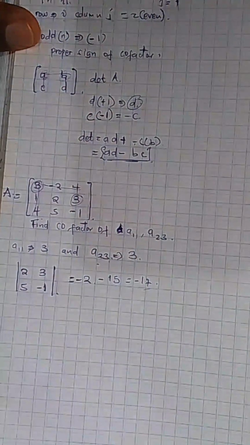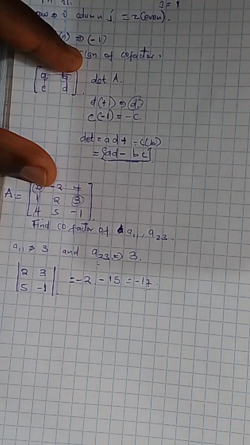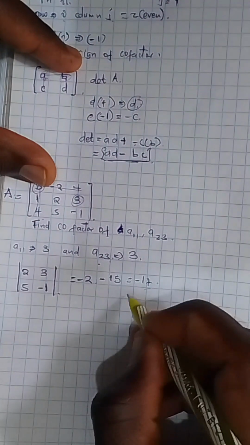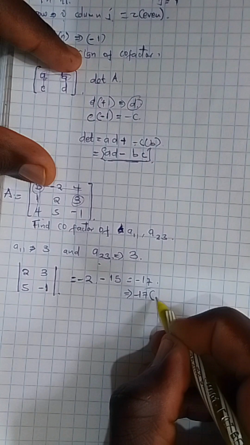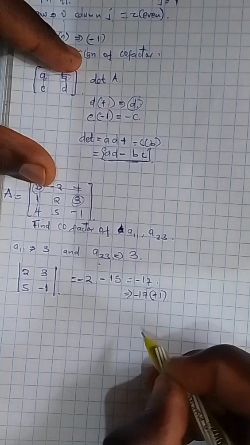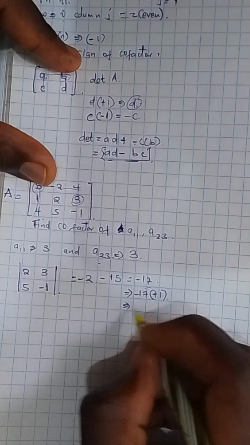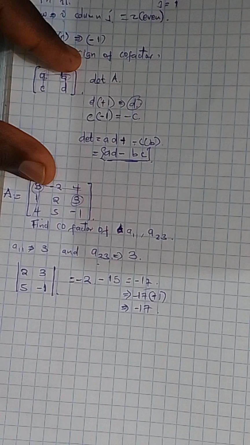This is not the cofactor yet. We know that 3 belongs to the first row, first column, so I plus J is 1 plus 1, which is 2. It's an even number, so we multiply this minor, negative 17, by the sign, which is positive 1, because I plus J is an even number. So we have the cofactor, negative 17.